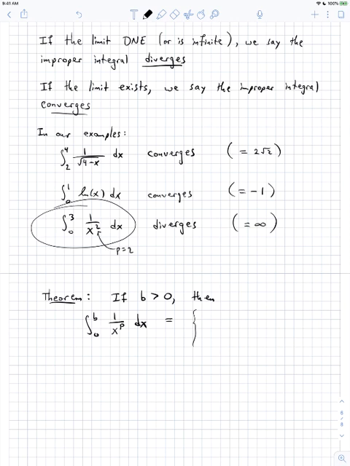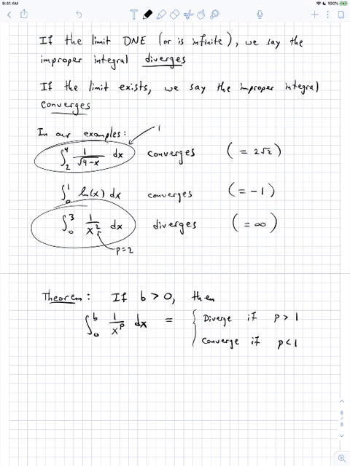So what happens to be true is that if p is bigger than 1, it's going to diverge. So this will diverge if p is bigger than 1, and it will converge if p is less than 1. That's related to the first example that we did, where in this case you could say that p is equal to 1/2, and so it's related to that.